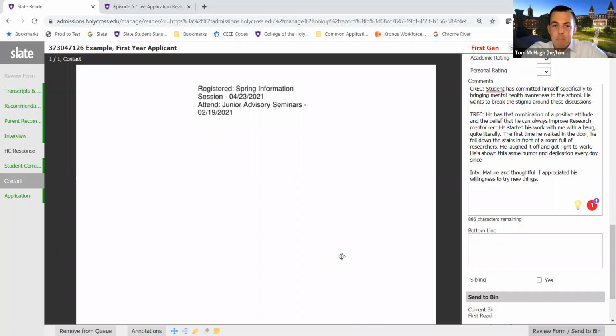Penultimate tab here, and it just gives us a sense of the events that a student has attended. So this individual attended one of our junior advisory seminars and registered for a spring information session, but maybe did not get seen in the check-in process, or maybe wasn't able to attend. But this contact box allows us to know the different events that students have attended. So if and when you were to apply to Holy Cross, which we hope you do, this very webinar would be on this page to let us know that you were here for episode 5 of our summer mini series.